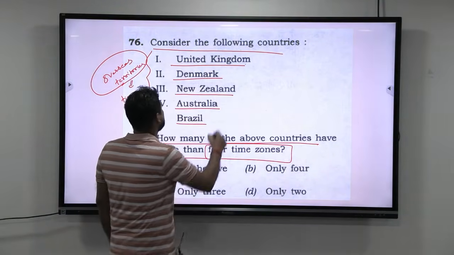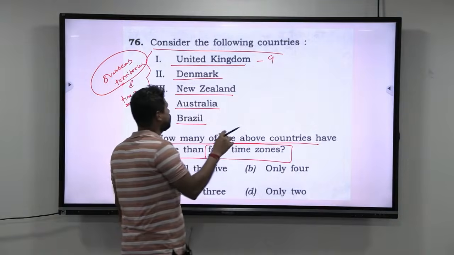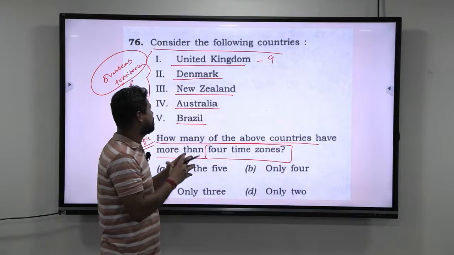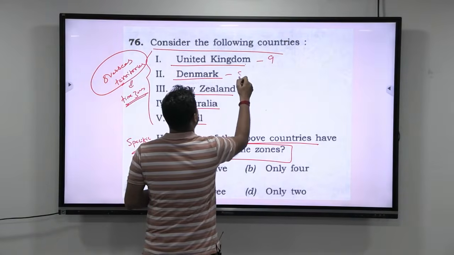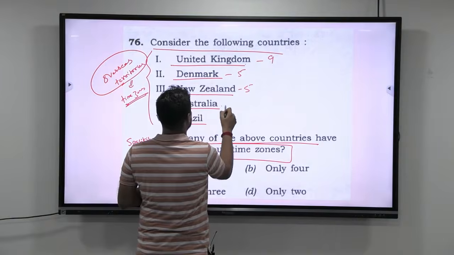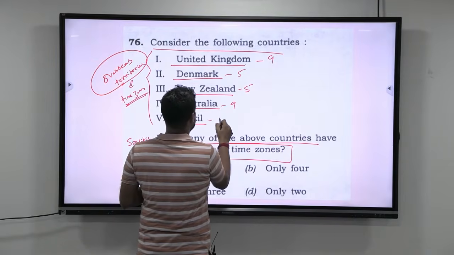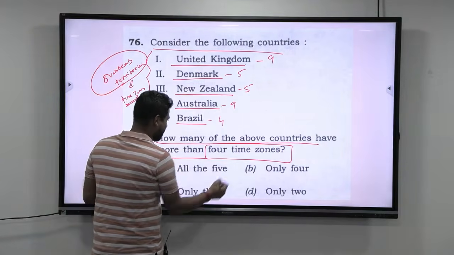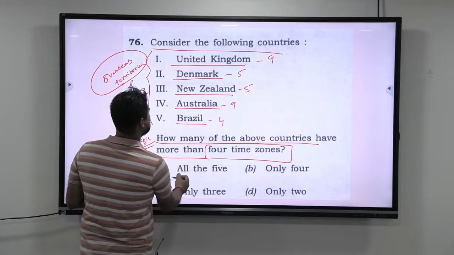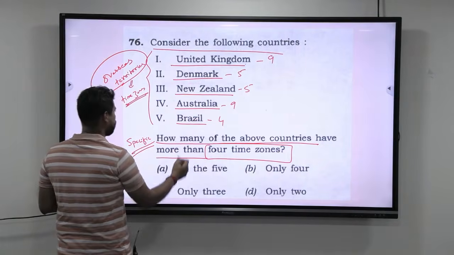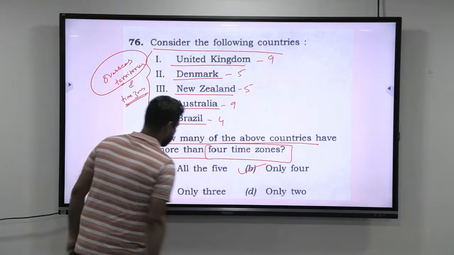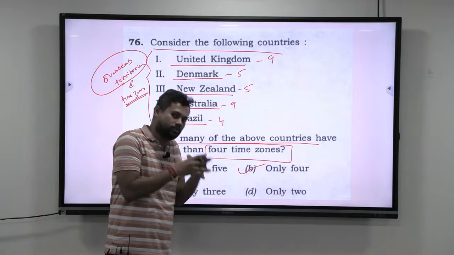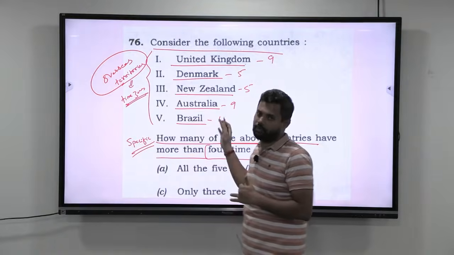So to just give you the answer, the United Kingdom overall has 9 time zones. Look at this, though it is a very small island nation, because of its overseas territories, it has 9 time zones. Denmark has 5 time zones, New Zealand has 5 time zones, Australia has 9 time zones, Brazil has 4 time zones. So overall, how many of the above countries have more than 4 time zones? The answer here is 1, 2, 3, 4. The answer is B, only 4. Overall, it is not like I knew the answer after this question was asked. Even I then went ahead and studied about it and got to know.